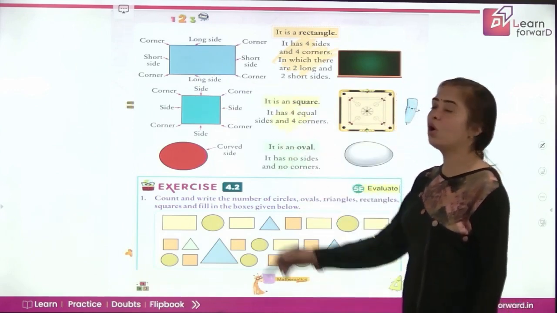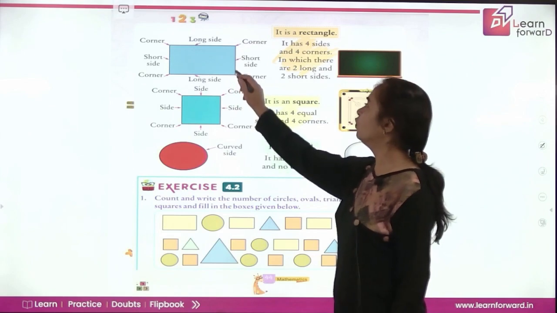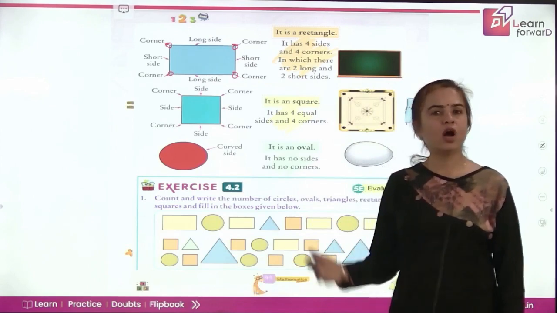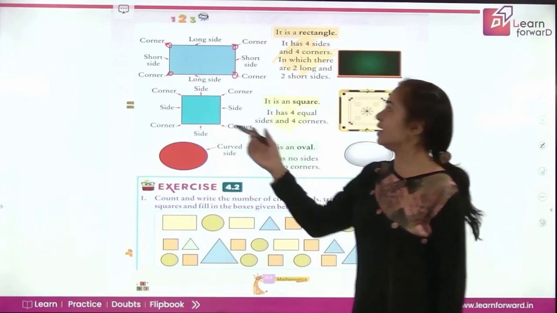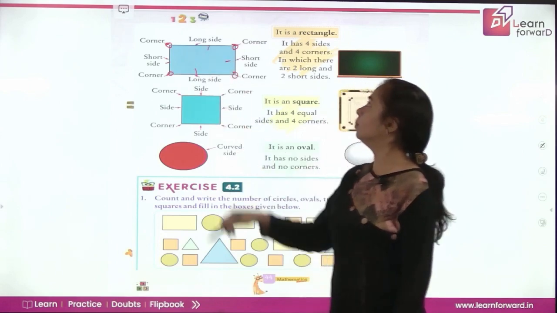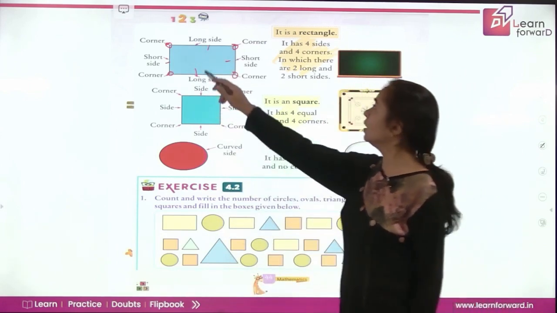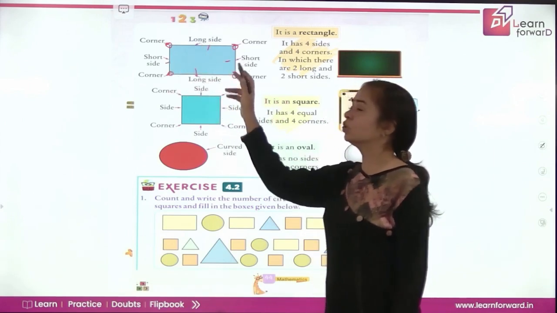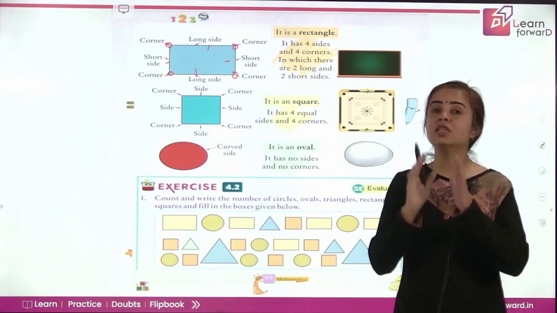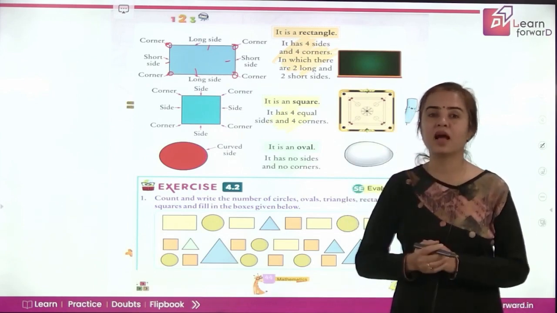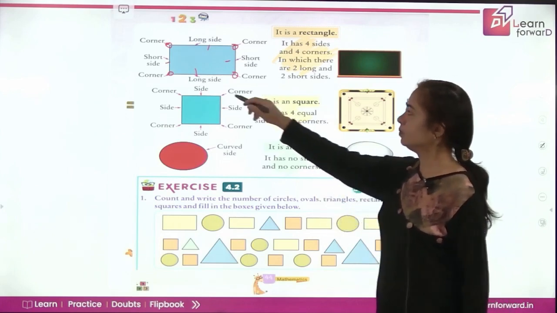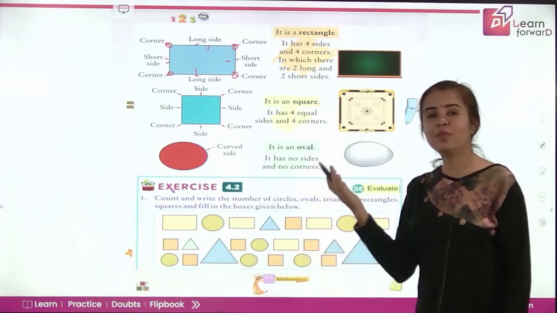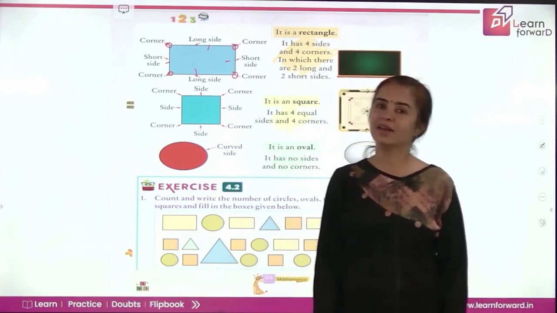Next is a rectangle. How many corners do you see here, children? Yes, four corners. So 1, 2, 3, 4. These are the four corners. And how many straight sides do you see here? Yes, 4. 1, 2, 3, 4. But then what do you see, children? In a rectangle, the opposite sides. It has got two long sides which are equal and it has got two short sides which are equal. So we say the opposite sides of a rectangle are equal. They are the same. Just like the blackboard of your class and even this screen. Your mobile screen, that is also a rectangle.